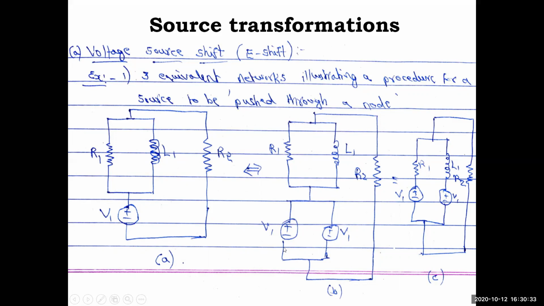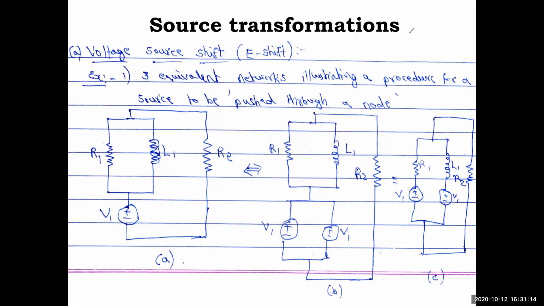Next step, both voltage sources I am pushing through this node, one to here and another to here. Then the minus and plus terminals will come in series with it. Now you can easily do the conversion. Voltage source in series with a resistor is converted into current source in parallel with a resistor. Then current sources in parallel you can add, and resistors and inductors in parallel you can combine, right? That is the method. But we are focusing only on the shifting here, how we do it. So this is the voltage shift.